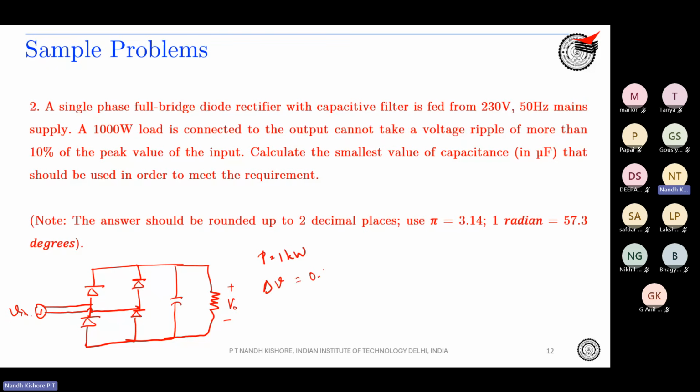So 0.1 into peak value of input, which is 230 root 2. So how would the voltage vary? Voltage would vary from 100% to 90%. Okay, that is how the voltage would fall, and again it would rise from 90 to 100. Calculate the smallest value of capacitance to meet the requirement.